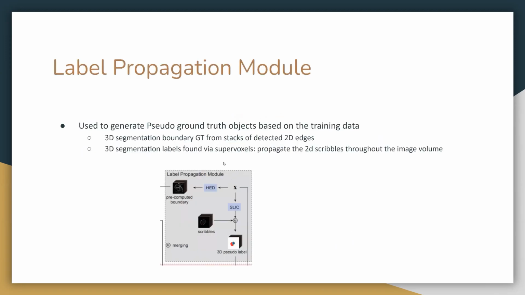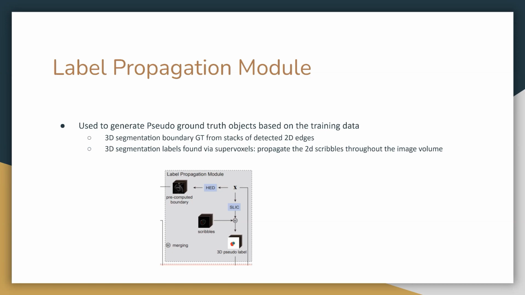So the first module is a label propagation module. It's used to generate pseudo ground truth, where it's not quite exactly what would be generated by dense annotations, but it's close enough. And the idea is you get a boundary to a segmentation, like the edge part of the segmentation, based on doing edge detection on each of the 2D image slices in the image volume, and then connecting those edges.